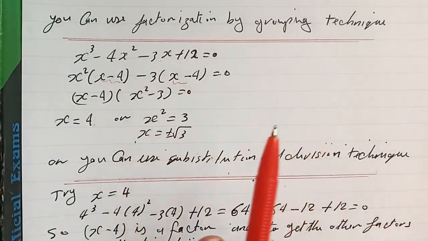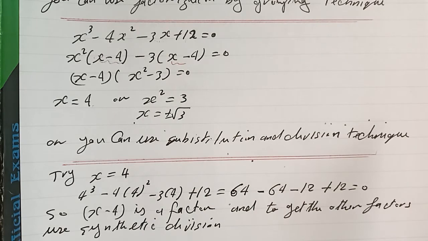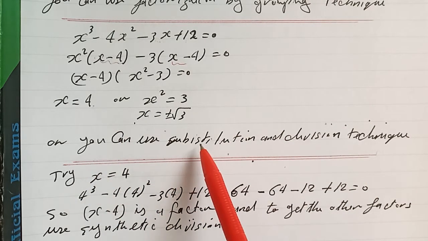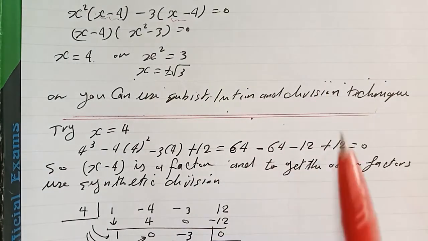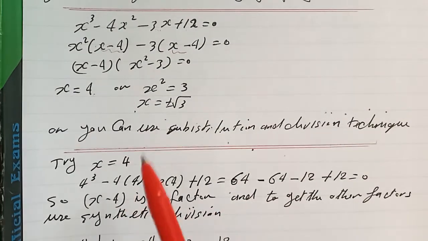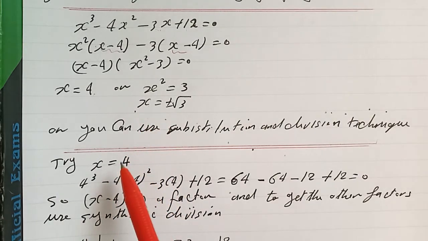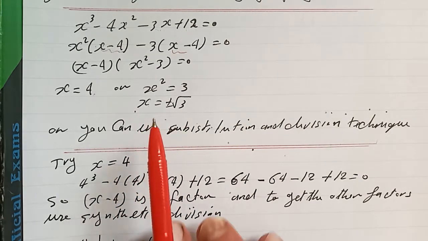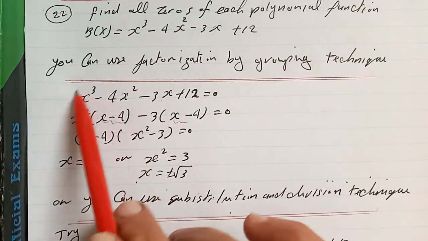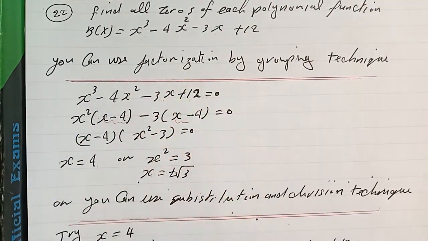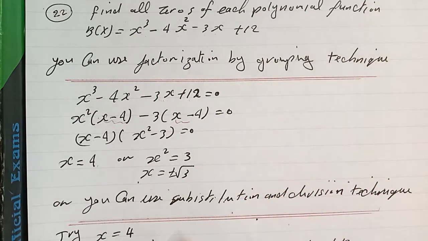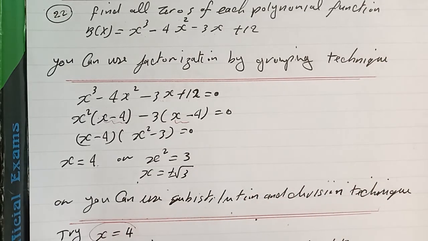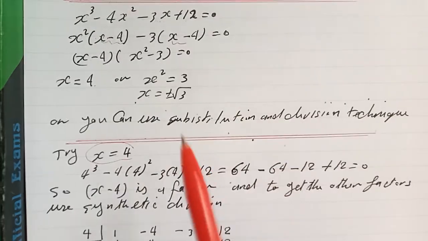Sometimes this factorization doesn't work, so we have another technique which is called the substitution and division technique. You have to try to get a value of x that makes this expression equal 0 by trial and error. Try 1, 2, 3, negative 1. So if you try 4, x equals 4.